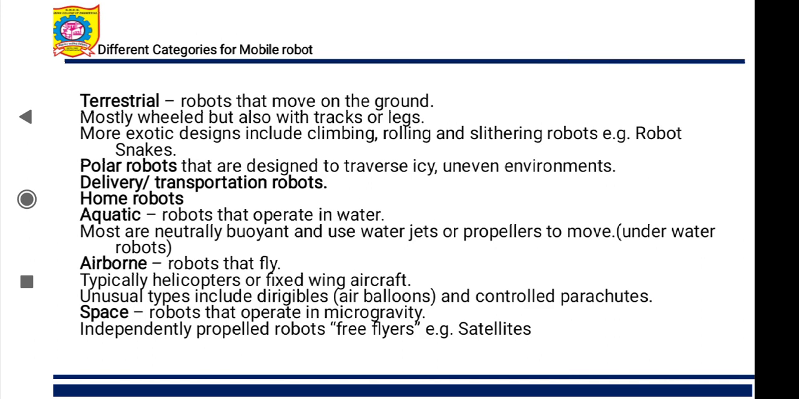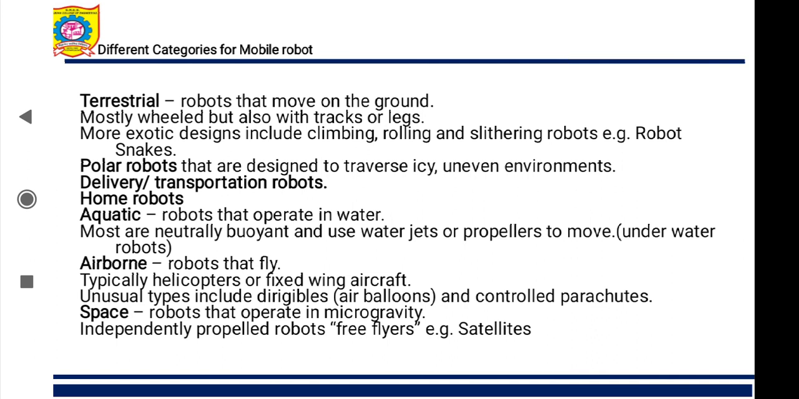Okay, so this is what we have already seen, what kinds of mobile robots are there. Terrestrial means the ones which move on the ground, like climbing robots and rolling robots. Then polar robots are there. They are also terrestrial, they work in icy areas, right? Delivery robots or transportation robots are there. Home robots are there which help us in day-to-day activities. Aquatic robots are there which work underwater, using water jets or propellers. Airborne robots are there that can fly. Okay, helicopters are there, right?